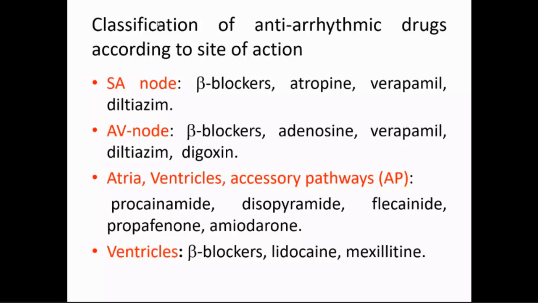There are drugs that work on multiple levels, multi action, like the atria, the ventricles, the accessory pathways, like for example amiodarone, disopyramide, flecainide and procainamide. Almost all the class 1 and class 3 drugs can act on the atria, the ventricles and the accessory pathways, while those that are specified for the ventricles only are the beta blockers and the lidocaine and mexiletine.